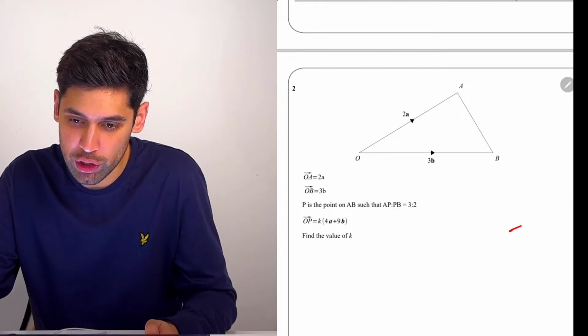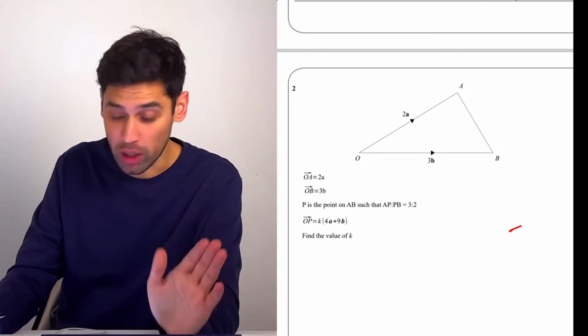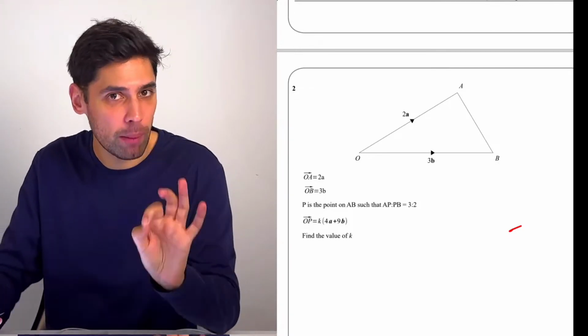Aroa Rubio Perez, you don't get this. Don't worry. Most people don't. If I'm being perfectly honest, most people don't understand this. But we're going to try and help you get at least the first couple of marks.